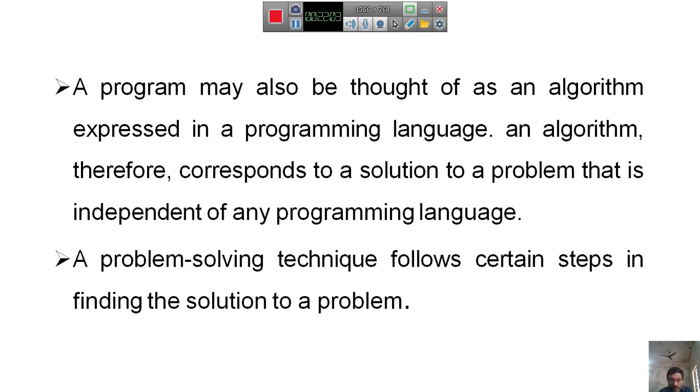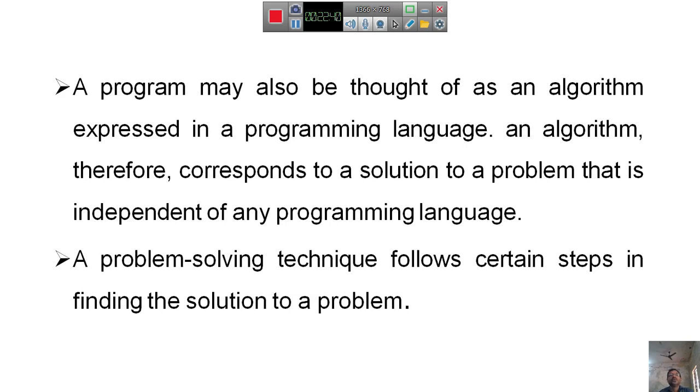I have a problem: I want to add two numbers with the help of the computer. First of all, I need to write a program which can be understood by the computer. Before writing a program, first of all, we have to write some steps in simple English language. That is called an algorithm.